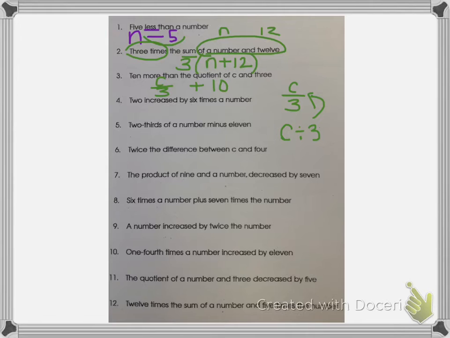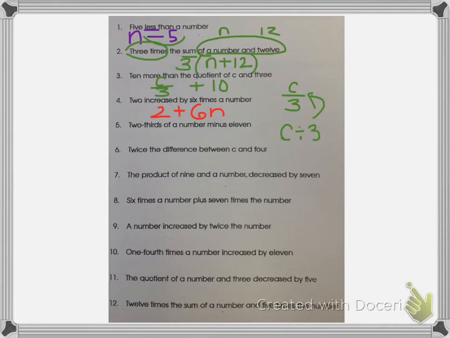How about red? 2 increased by 6 times a number. 2 is being increased by. How do we write 2 increased by? Already you know that there's no parentheses because it's increased, which is just adding. So it'd be 2 plus 6 times a number, 6n. And that's final. It's straightforward, no switching the order. 2 is being increased by 6 times the number.